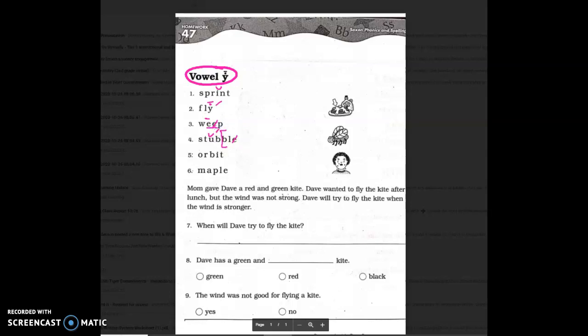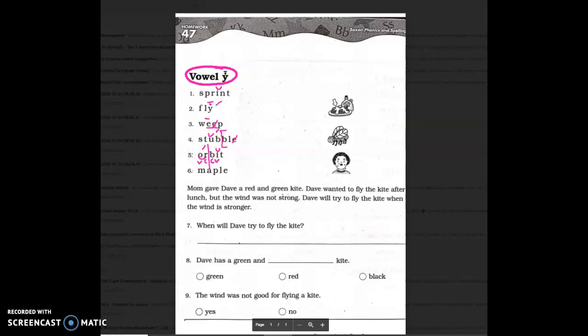Next word, orbit. Orbit. We have a combination. We have two vowels here, so we'll go ahead and mark our two vowels. So our rule will be CCV, excuse me. We have two syllables, and we have a short I sound, and we accent the first syllable.